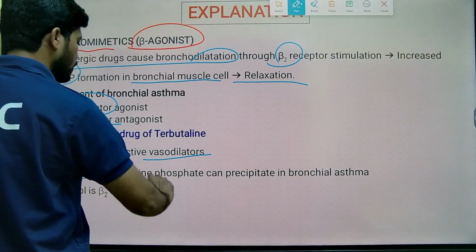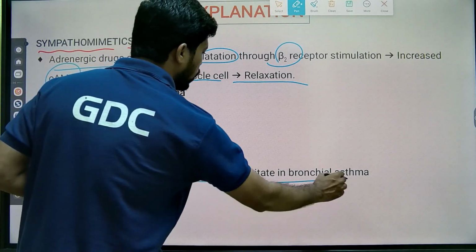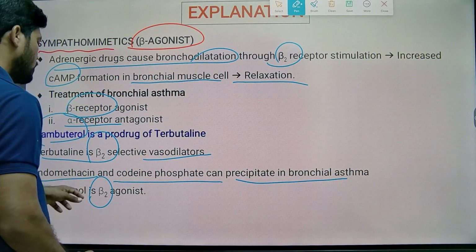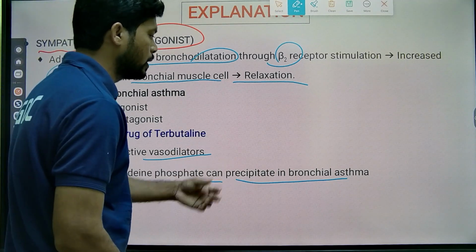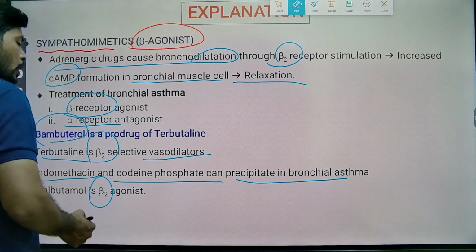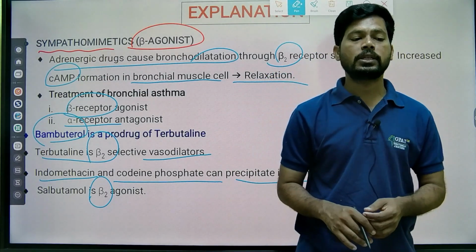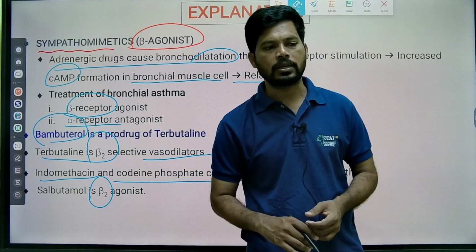Indomethacin and codeine phosphate can precipitate bronchial asthma. Salbutamol is a beta 2 receptor agonist. So indomethacin and codeine phosphate can produce asthma, and salbutamol is a selective beta 2 receptor agonist that helps in the treatment of asthma.